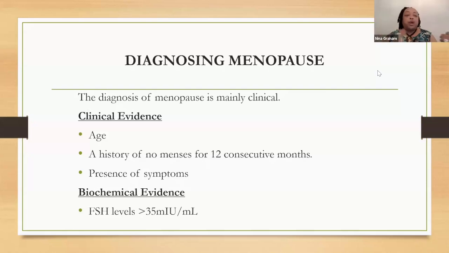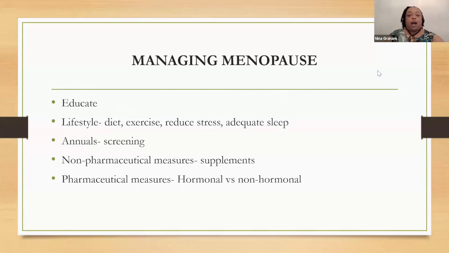So if you're anywhere from 40 to 55 or 50, I'm thinking of menopause. If you give a history of no periods, I'm thinking of menopause. If you give me a history of abnormal periods prior to not having any menses for 12 months, then you're in perimenopause. And of course, the presence of some of those symptoms that I listed above. Okay? So how do we manage menopause?